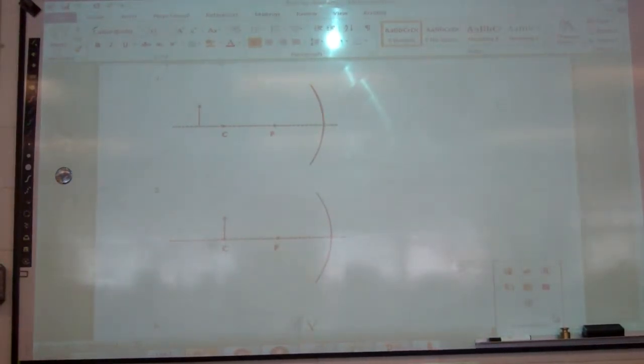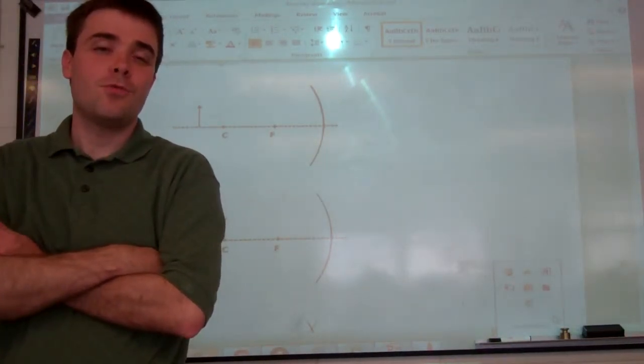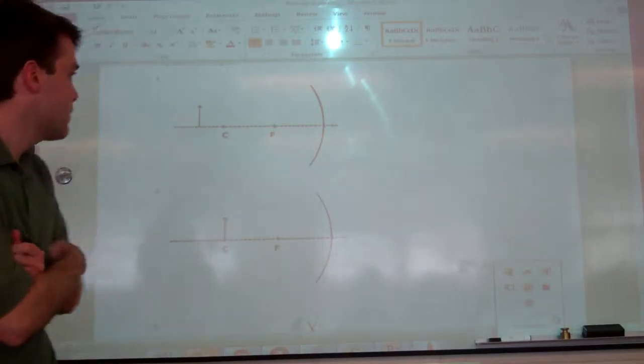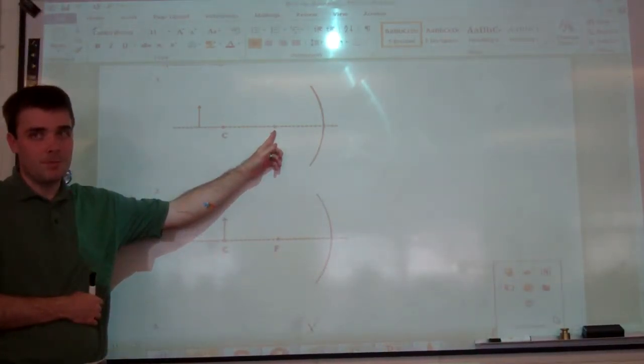We're going to be doing something called ray diagrams for lenses. There are three things we're going to be drawing on each. Does everybody remember what the center of curvature and the focal point are and mean? No. Okay. Kind of.